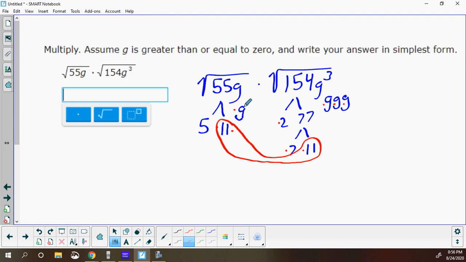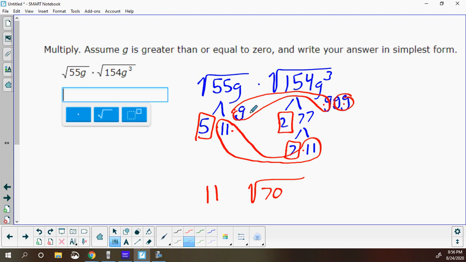Okay, 5, 7, 2. There's no pairs there. We have a g and a g here. And then these two g's. So ultimately, there will be an 11 on the outside. And then 2 times 5 is 10. 10 times 7 is 70. So there's going to be 70 inside the house. Again, 5, 2, 7. We got 2 g's that should be on the outside, so that's g squared.